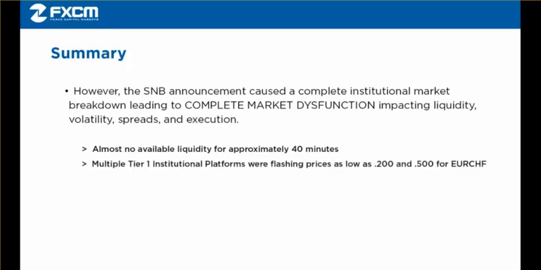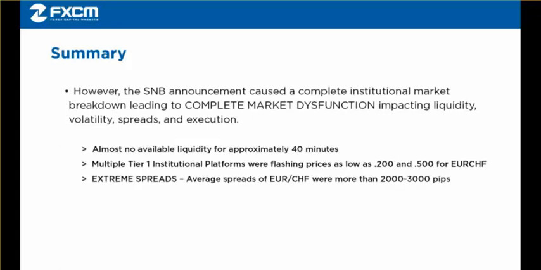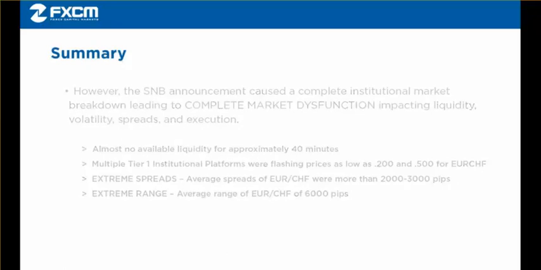Several Tier 1 institutional platforms were flashing prices as low as 0.200 and 0.500 on the Euro-Swiss pair, reflecting the interbank market didn't know what the market prices were for Euro-Swiss. There were extreme spreads between 2,000 and 3,000 pips in Euro-Swiss, with extreme ranges of about 6,000 pips. This was truly an extreme FX market event.